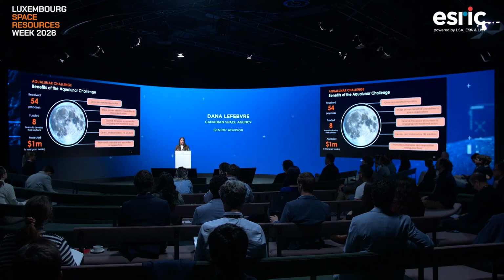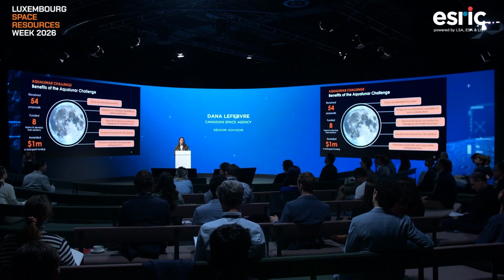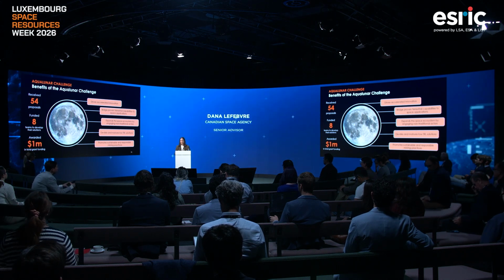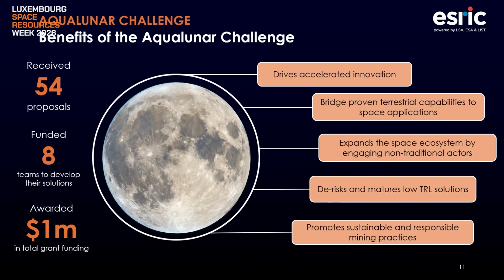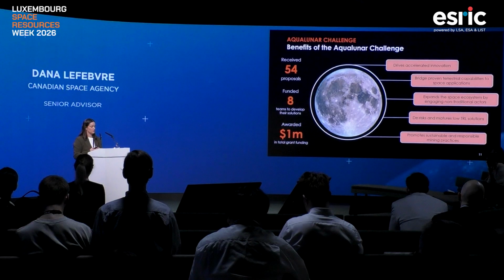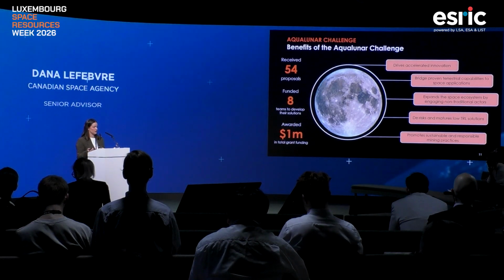So the benefits of the Aqua Lunar Challenge. In total, we received 54 proposals, and we funded 8 teams to develop their solutions and awarded $1 million in total grant funding. So beyond the individual solutions, we were able to deliver value at the ecosystem level. Not only did we accelerate innovation by giving teams a clear destination tied to a real mission need, we allowed flexibility in how they got there.